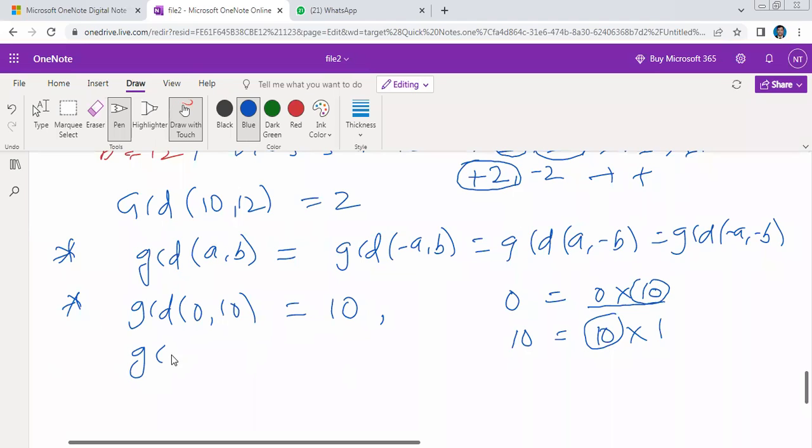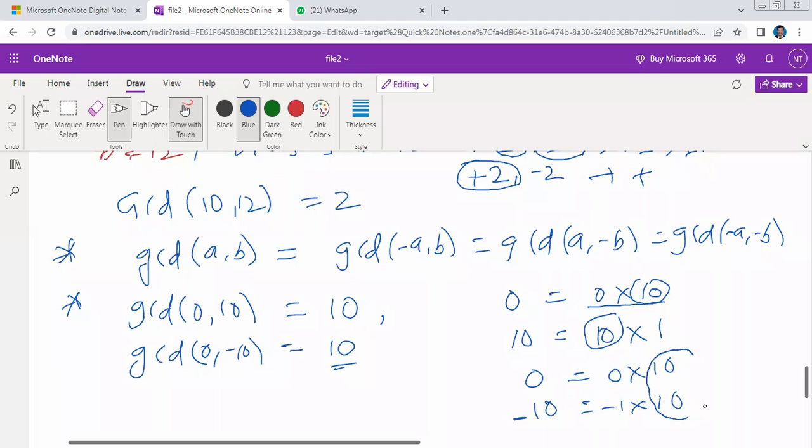What is the GCD of 0, -10? Think and tell. 10 only. GCD of 0, -10 is also 10. Therefore 0 is equal to 0 into 10, and -10 can be written as -1 into 10. So the greatest common divisor is 10.